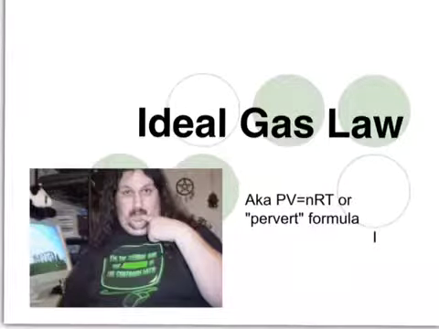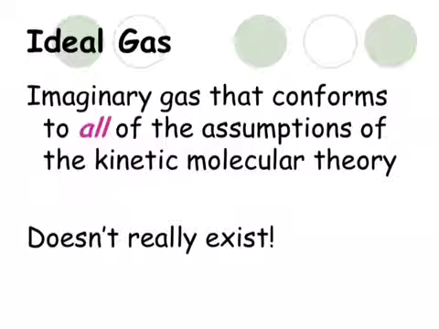So let's do a little bit of background info. An ideal gas is what would happen if everything was perfect. It's kind of like a theoretical gas, an imaginary gas that conforms to all of the assumptions of the kinetic molecular theory. We know that it doesn't really exist, meaning not all of those points are always true for a gas. If they get super cold, they start to liquefy and they start to have attractive forces and they don't bounce off the walls like they're supposed to. So there is not a gas in the world that really behaves ideally.